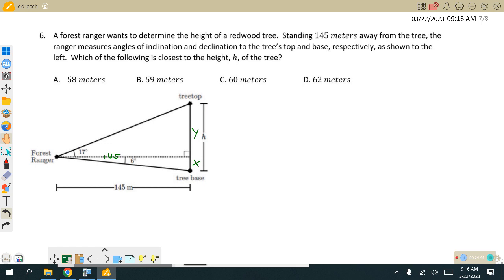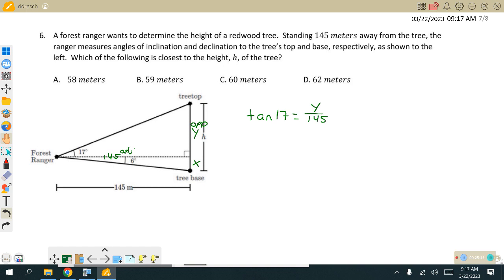Standing at 17 degrees, the angle of elevation, what does the Y represent? Opposite, adjacent, hypotenuse? And what does this 145 represent? Yep, adjacent. Opposite and adjacent gives me sine, cosine, tangent. Oh my gosh, imagine that. Tangent of 17 equals opposite over adjacent.